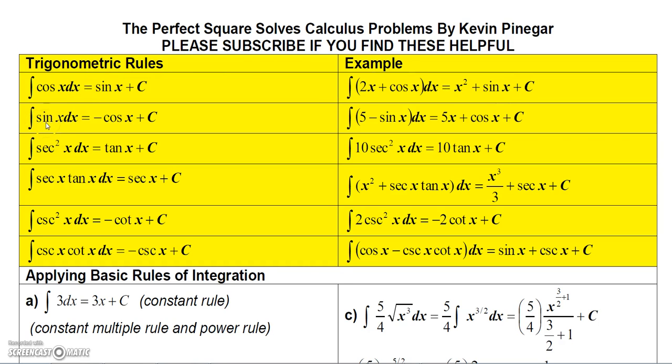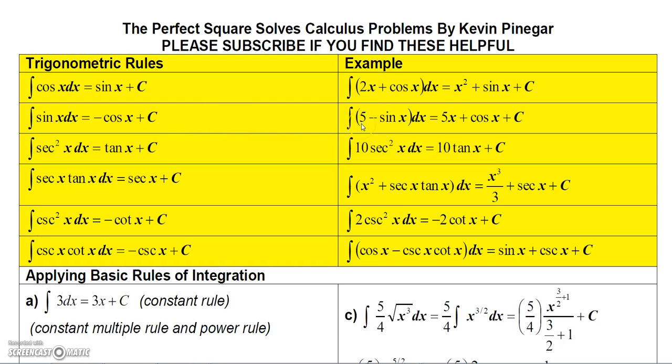Now, when we integrate the sine x function dx, we're going to get minus cosine x plus a constant. And the reason it's minus is because if you'll remember, the derivative of cosine x is minus sine. So therefore, if we integrate positive sine x dx, we would get minus cosine x plus a constant.